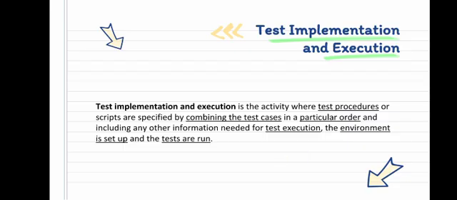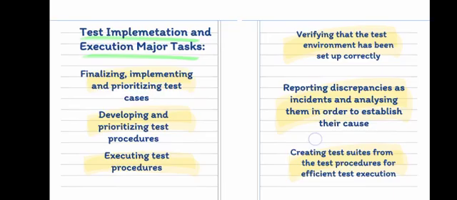Third, we have test implementation and execution. Test implementation and execution is the activity where test procedures or scripts are specified by combining the test cases in a particular order and including any other information needed for test execution. The environment is set up and the tests are run. Test execution involves actually running the specified test on a computer system, either manually or by using an automated test tool. It is a fundamental test process in which actual work is done.